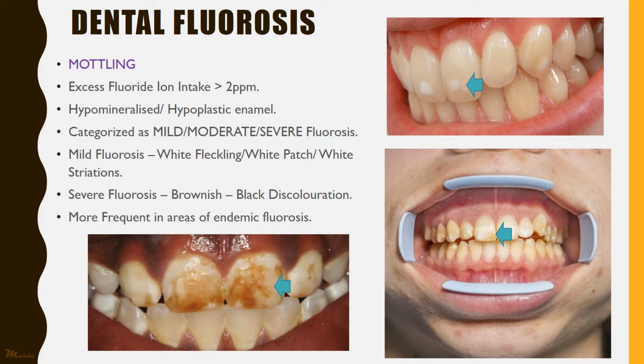Another clue to remember during the diagnosis of dental fluorosis is that generally such findings are seen in people living in areas which are known to have increased fluoride content in the drinking water. So a thorough history of the patient needs to be taken during this diagnosis.